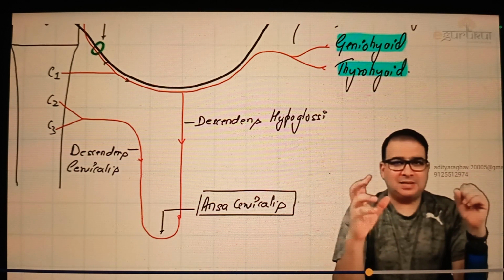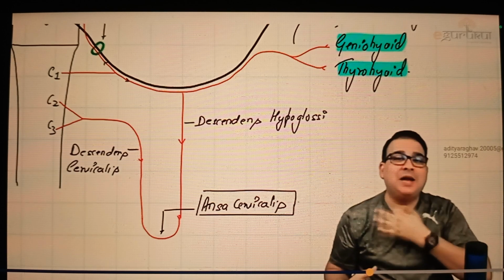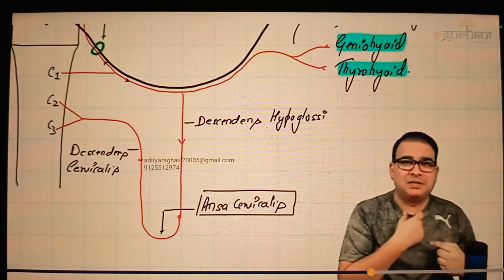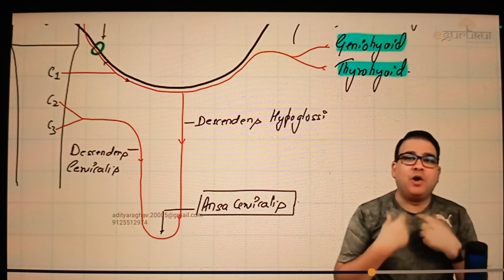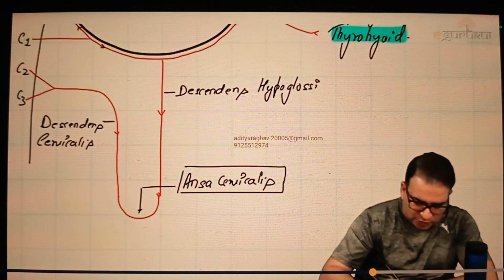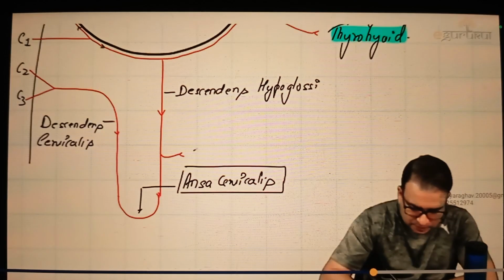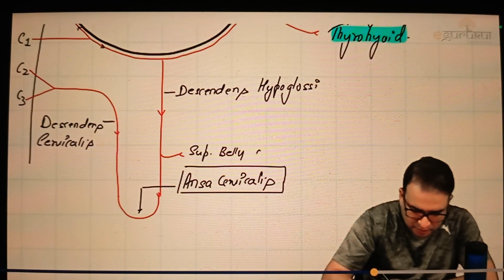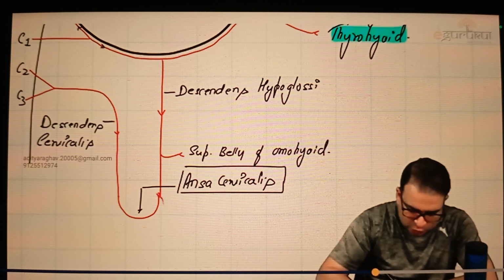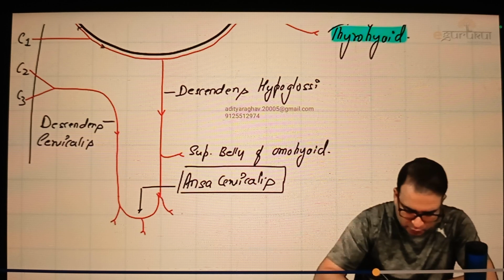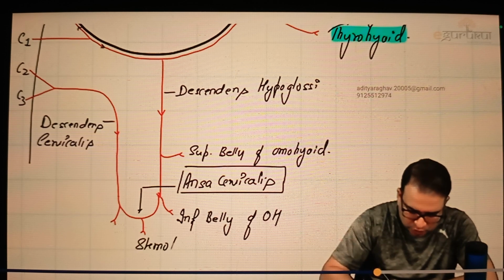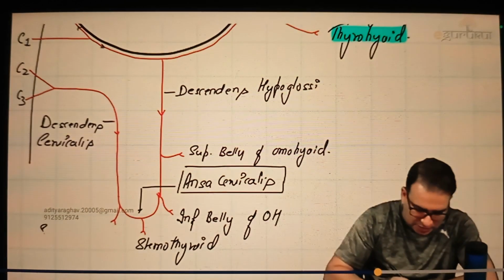In short, we say that ansa cervicalis supplies the strap muscles. Strap muscles are the muscles of the midline of the neck which are present below the hyoid bone. Sternothyroid, sternohyoid, omohyoid, all these are strap muscles, and they're all supplied by the ansa cervicalis except one. In this ansa cervicalis, descendens hypoglossi will supply the superior belly of omohyoid. I will show you that muscle in a while. Whereas the loop part is going to supply the remaining three strap muscles: the inferior belly of omohyoid, the sternothyroid, and the sternohyoid.